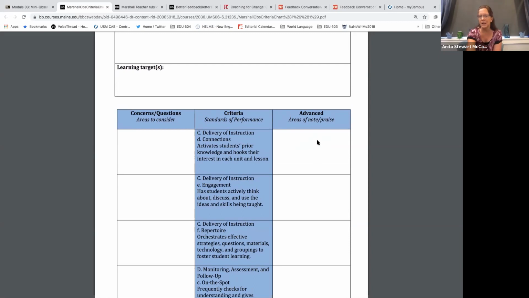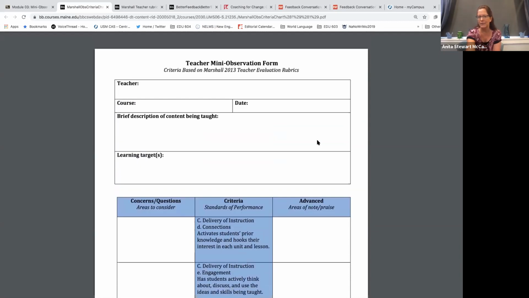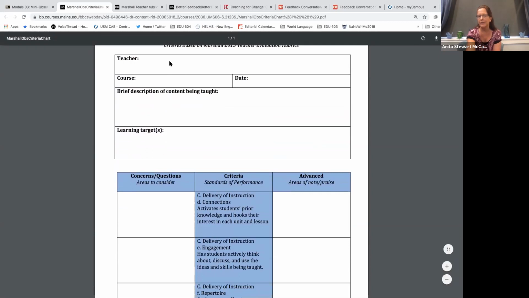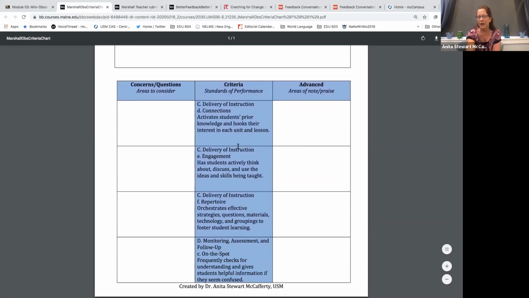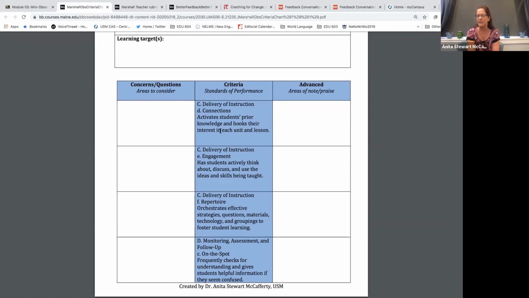So in this particular observation form that's related to Marshall's rubrics, I have the teacher, the course, so what class this is, the date, a brief description of the content, and any learning targets. And then I've identified 4 of the elements from his rubrics that this particular teacher and I have agreed that we're going to work on. So when I come in to observe, I'm going to give them feedback on areas of delivery of instruction, and there are 3 of those that you'll see here.